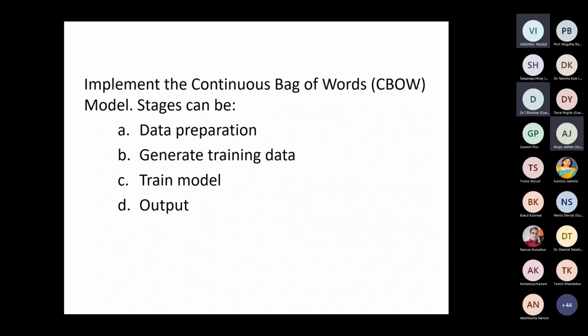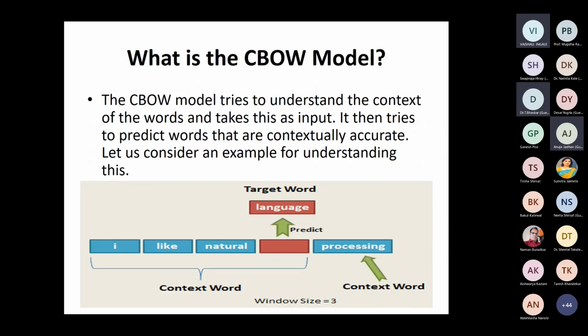But mostly we are focusing on the single word model, so the prediction from this model will be a single word instead of predicting multiple words. Again, I am going to maintain the same flow here. Before going to the actual assignment, we will see what continuous bag of words is. This model tries to understand the context of the words it takes as input, then predicts the word that is conceptually accurate for that particular sentence.